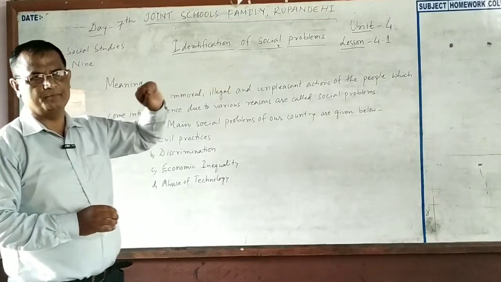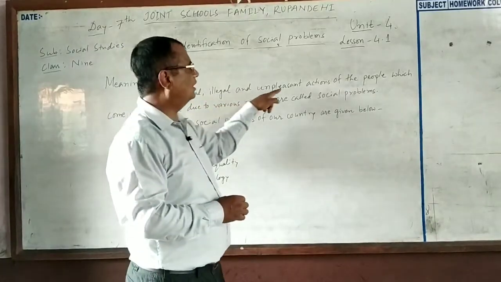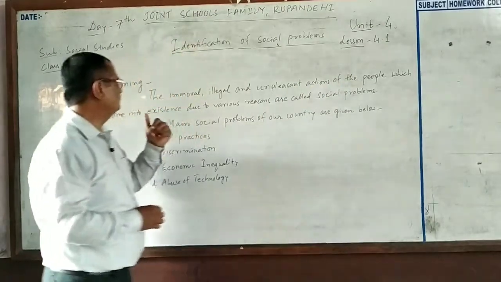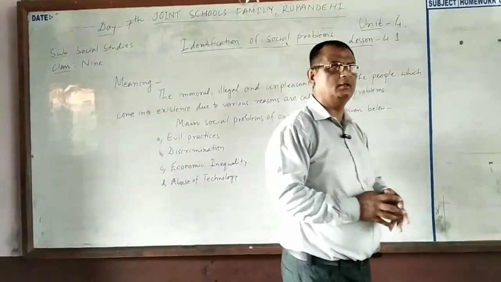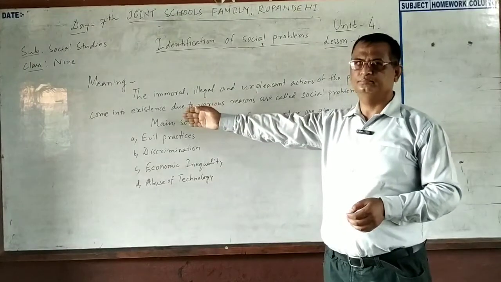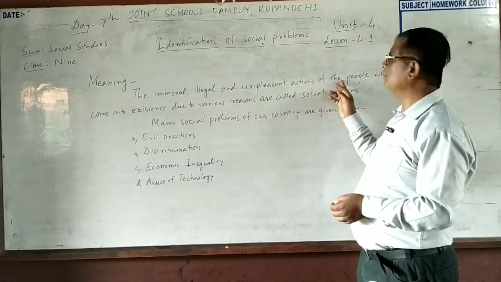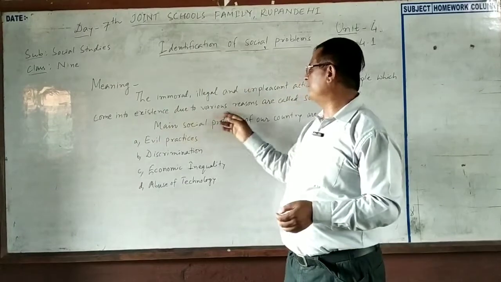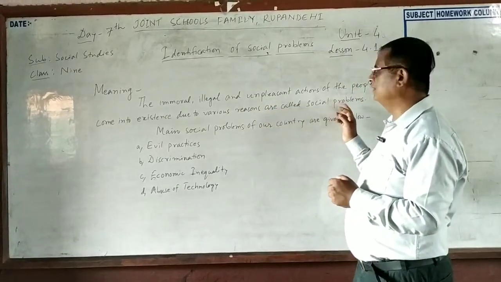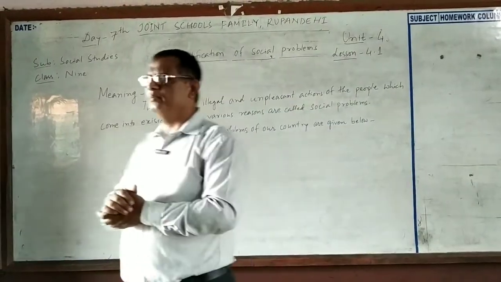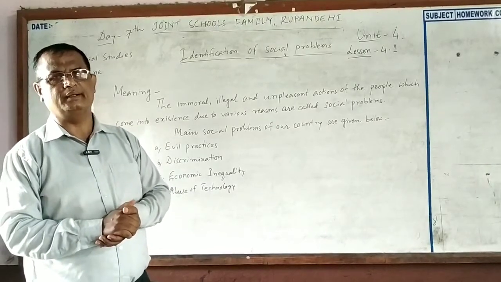of social problem. The meaning of social problem: the immoral, illegal, and unpleasant actions of the people which come into existence due to various reasons in the society are known as social problems. And these social problems also create disputes and conflict in the society.